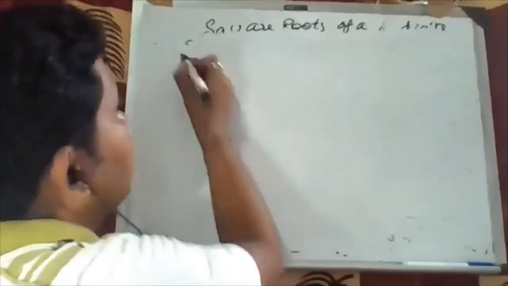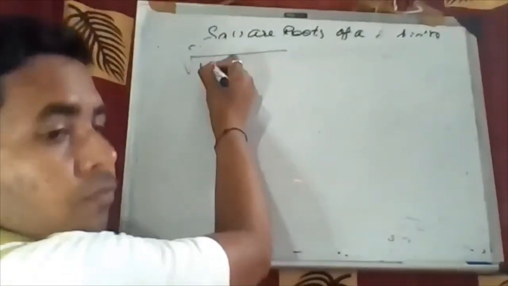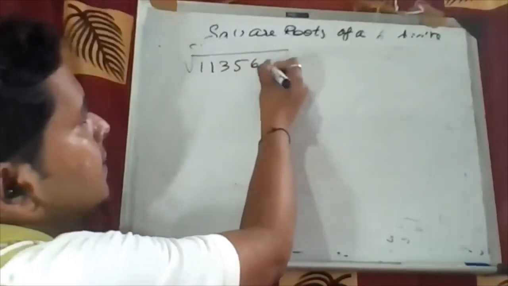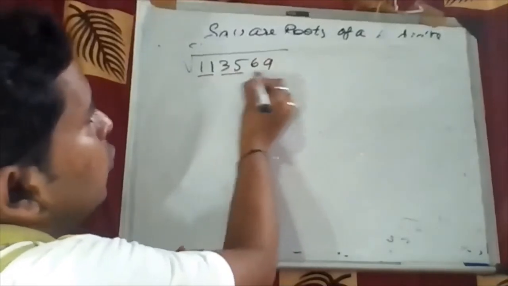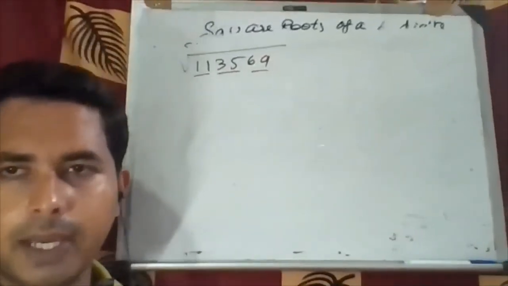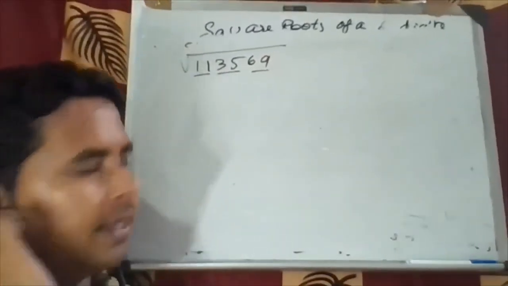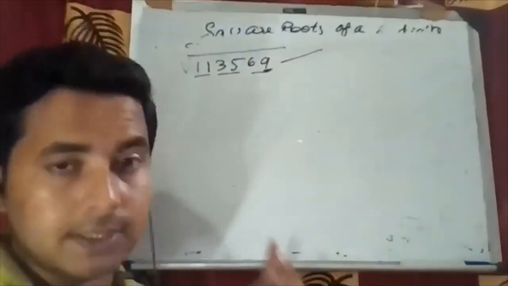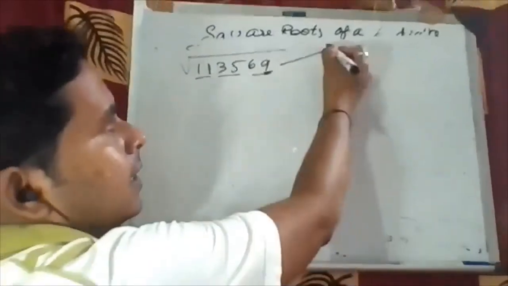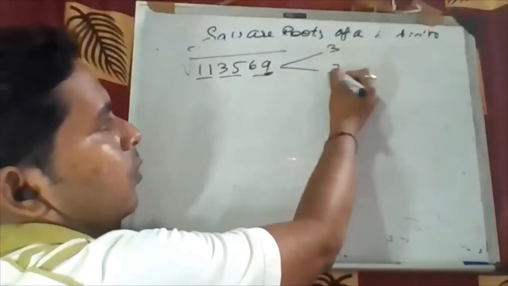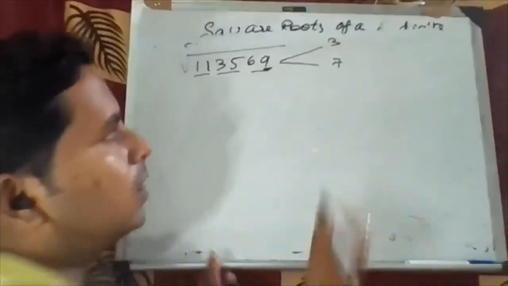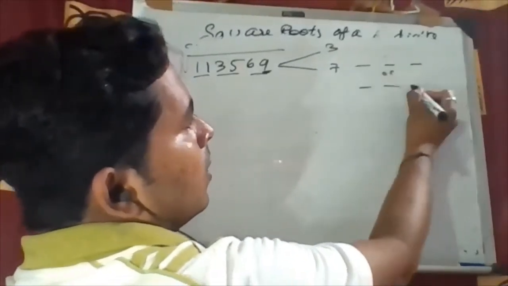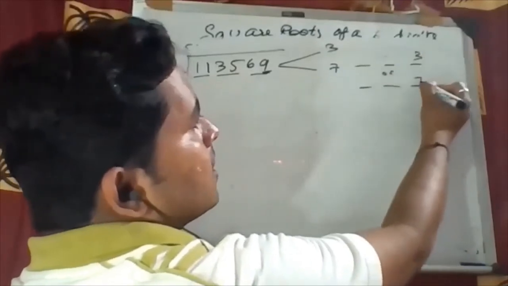Okay, I'll take a root. The number is 1 1 1 3 5 6 9. I'll make groups of 2, 2, group ho gaya. My answer should be 3 digits. Then what is the last digit here? 9. So my answer's last digit will be either 3 or 7, so my answer is either 3 or 7.